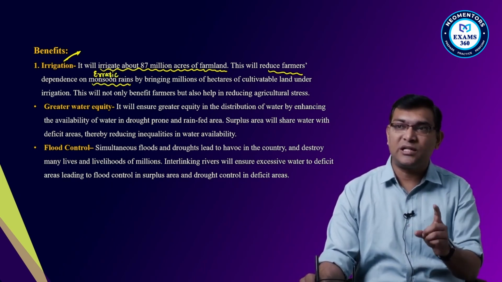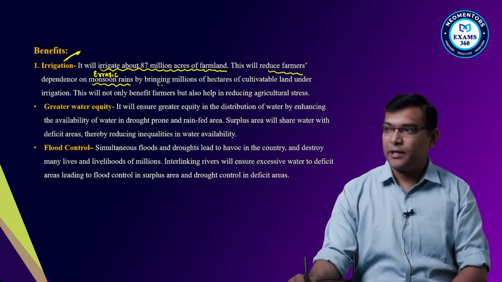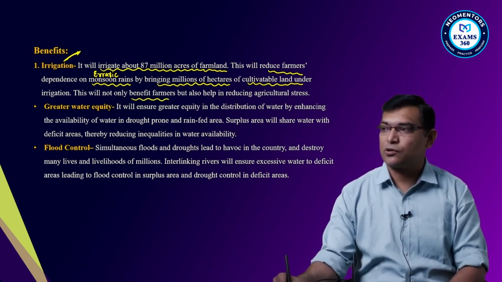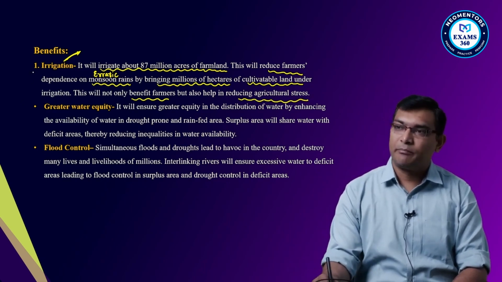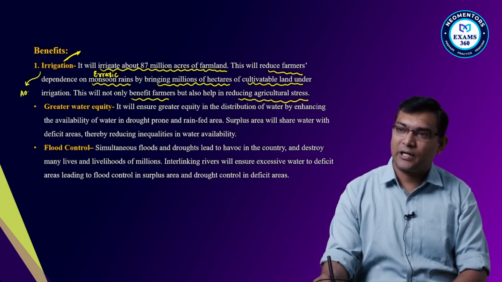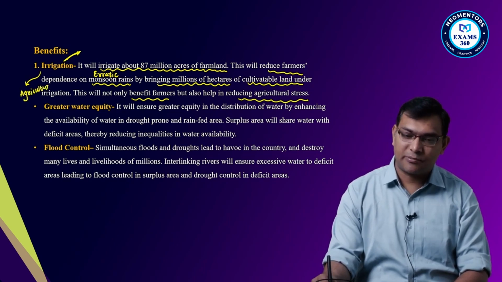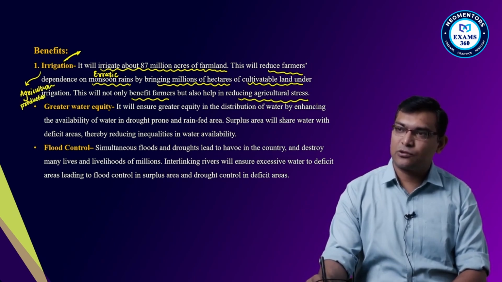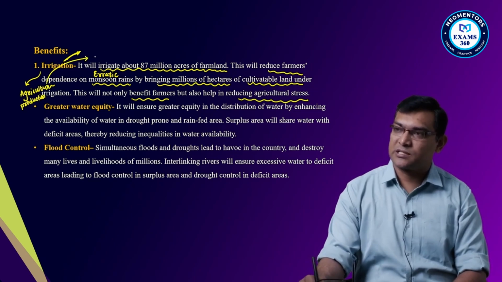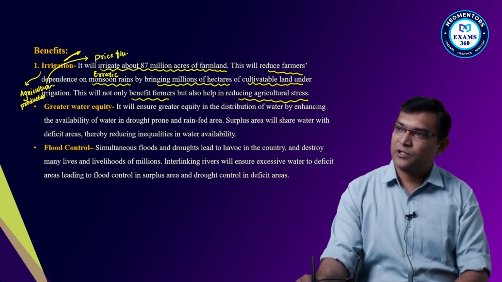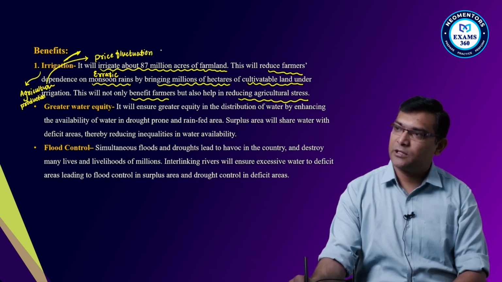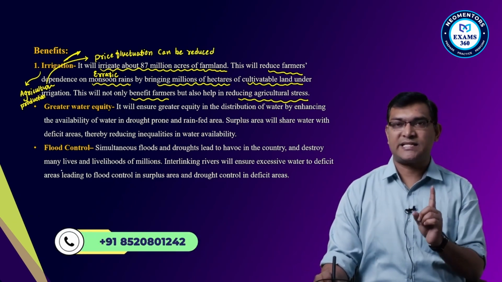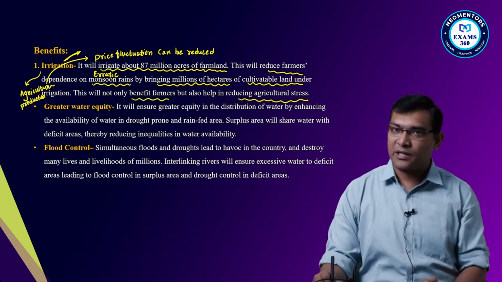can be reduced by bringing millions of hectares under cultivable land use. So this will not only benefit farmers but also reduce agricultural stress. So by this, agriculture production can improve, and it can also lead to reducing the prices. Price fluctuations can be reduced. This is one thing. So irrigation has benefit when you are interlinking the rivers.